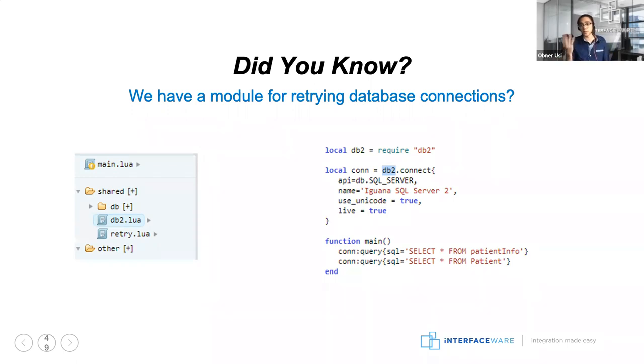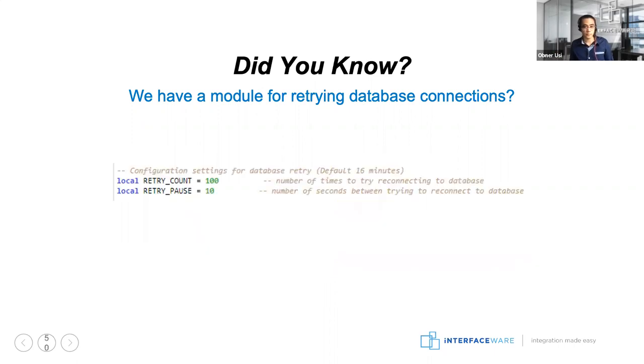Well, it will check the connection of your database before every database operation. If the connection is closed or does not exist, it will retry connecting. You can configure the database retries in the DB2 module. Here we have set the module to retry 100 times with 10 seconds between each attempt.